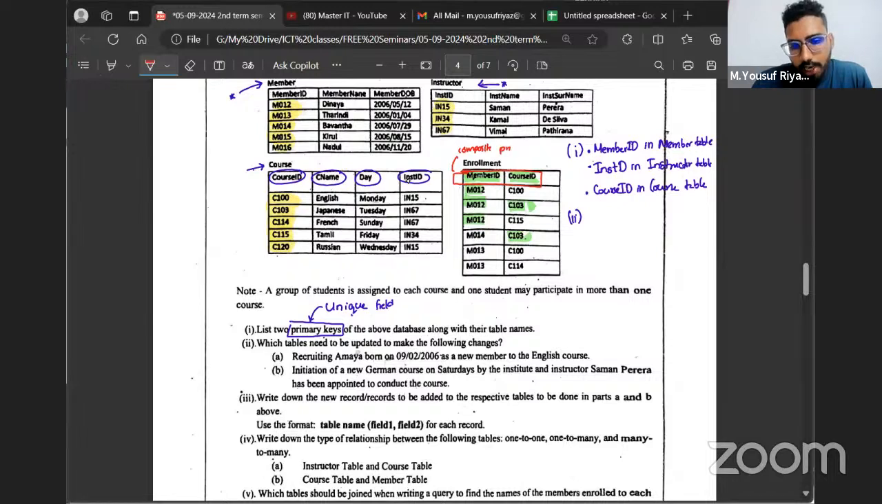In a composite primary key, what happens is you will have to use more than one field. It can be two fields, three fields, a number of fields. So you are going to use more than one field to identify each record. Assume a pair: the first one is 12 and 100, here 12 and 103, here 12 and 115. So as a pair, it's unique.